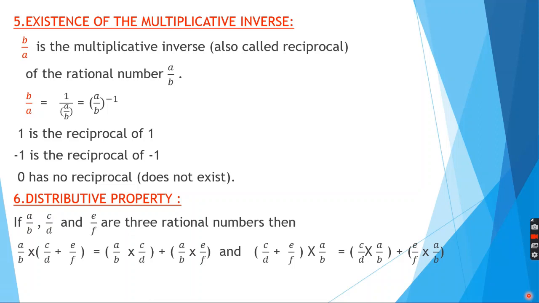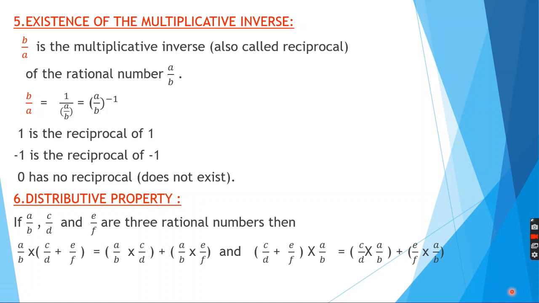1 is the reciprocal of 1 because 1 upon 1 is 1 itself, and minus 1 is the reciprocal of minus 1 because 1 upon minus 1 will become again minus 1. The reciprocal of 0 does not exist because 1 by 0 is not defined. Division by 0 is not defined.